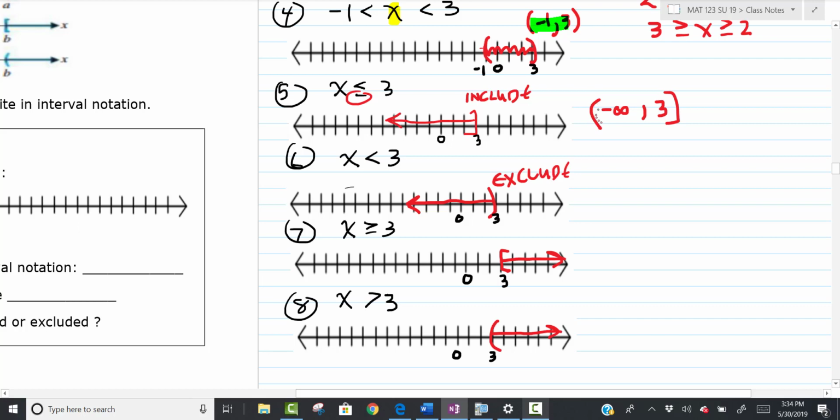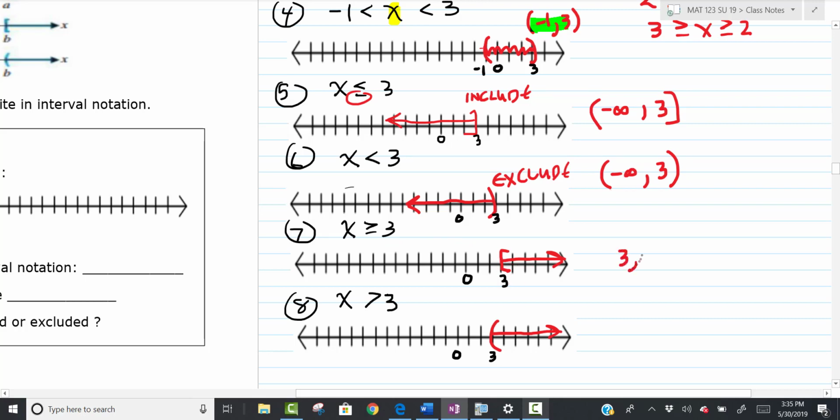You never put a bracket on infinity, because infinity is not really an endpoint. It's a concept, just means it goes on forever. So you don't include infinity. It doesn't make any sense to do that. Okay, the next one will go like this, same idea. It goes negative infinity to 3, only difference being you exclude the 3, and you always have a parenthesis on infinity. Okay, the next 2 go like this.